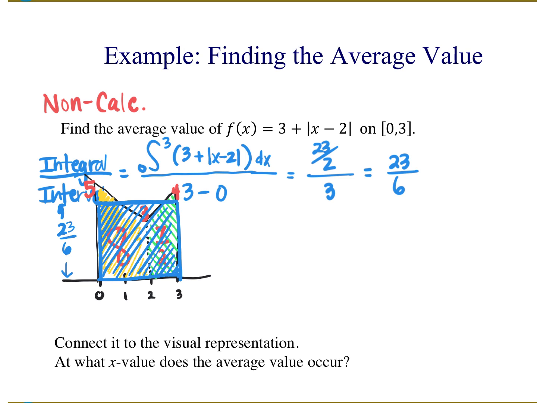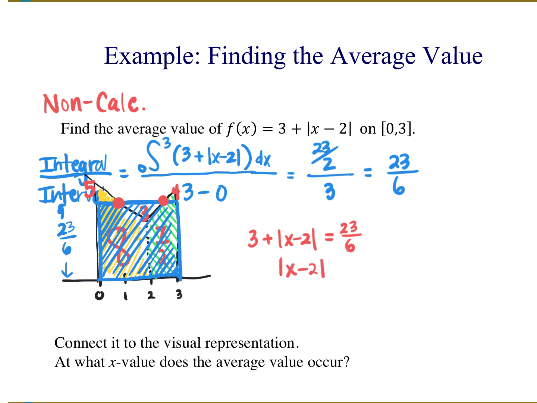Yeah, there are two possible answers. It intersects once here, but it intersects once here on the other side. So how do we find that? How do we solve those values? Okay, so what we need to do is set 3 plus the absolute value of x minus 2 equal to 23/6. So you've got to remember how to solve absolute value problems.